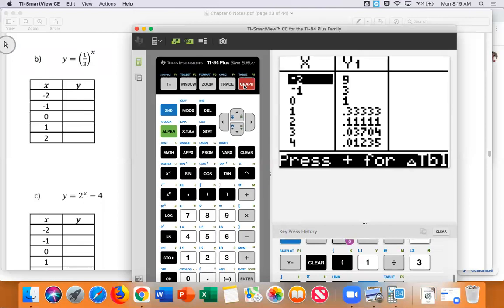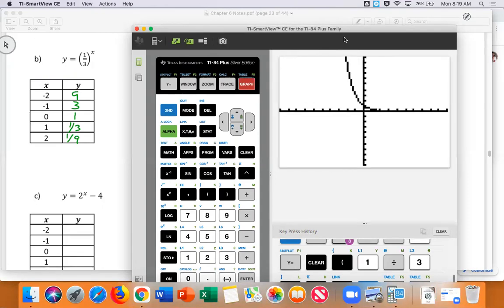Okay, and notice it's kind of a little different, right? At -2, we're at 9. At -1, we're at 3. At 0, we're at 1. Then it's 1/3. Then it's 1/9. Why is this one a little backwards? Well, it's a little backwards because the base is 1/3, so instead of it being exponential growth, it's decay.